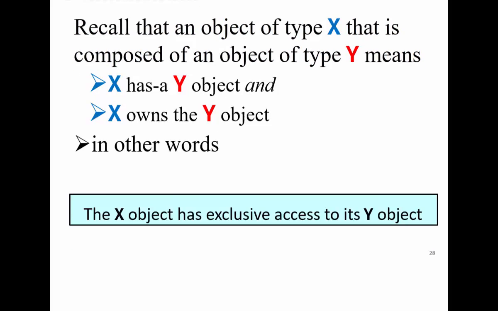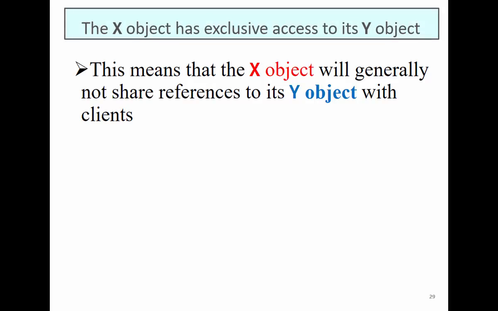So this means that X only cannot share a reference with Y. No one should know where Y lives in the memory. You create Y, you own it, and you hide it. No one should access Y.